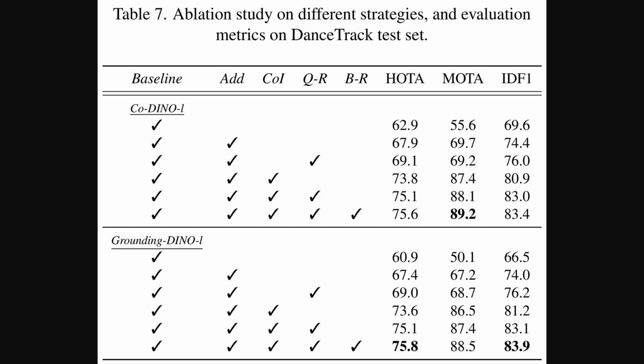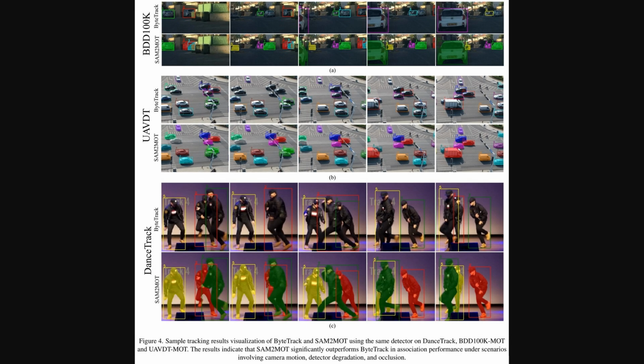Okay, so building on those strong DanceTrack results from Table 1, Table 7 here gives us an ablation study, basically showing how much each part of SAM2-MOT contributes to that performance. Still on the DanceTrack test set, we see a baseline score, and then results as they add key components, like the object addition strategy, the cross-object interaction module we talked about, and the quality reconstruction mechanism. You can see as each part is added, represented by the check marks, the HOTA, MOTA, and IDF1 scores consistently improve for both detectors tested. The paper notes that the cross-object interaction module, that COI column, provided the biggest jump in performance, especially for association metrics.